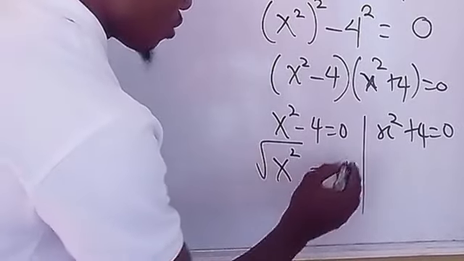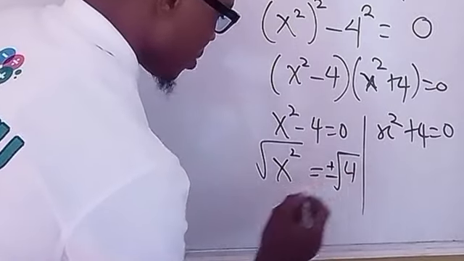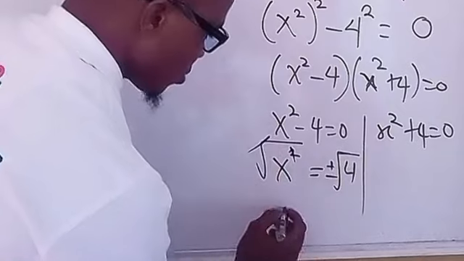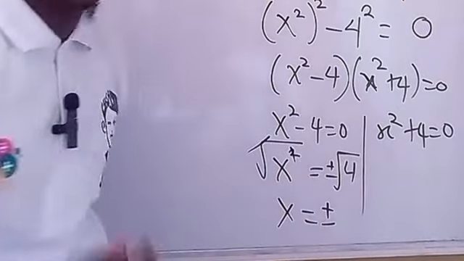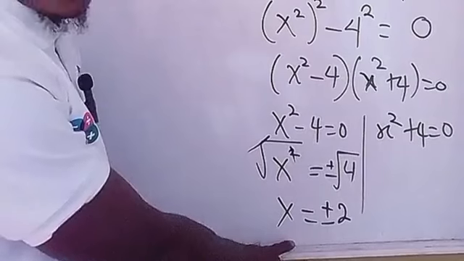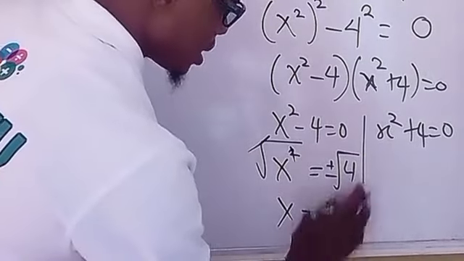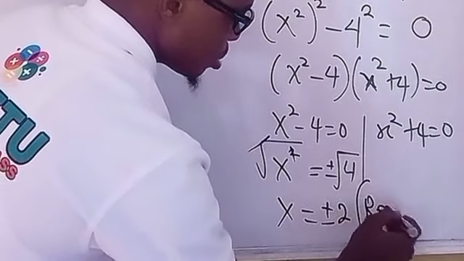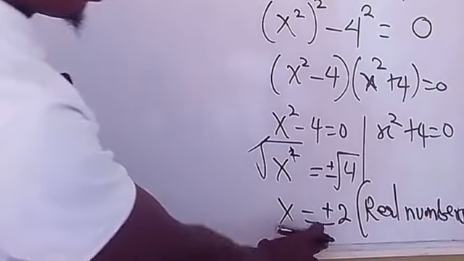Now taking the square root of both sides, you're going to have plus or minus. This cancels this, and we have x to be plus or minus, taking the square root of 4, we're going to have 2. So you can see we have two solutions here. x equals 2 or minus 2. But you can see that these are real numbers. Okay? So two solutions are in.